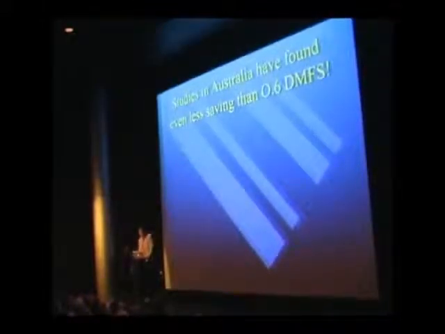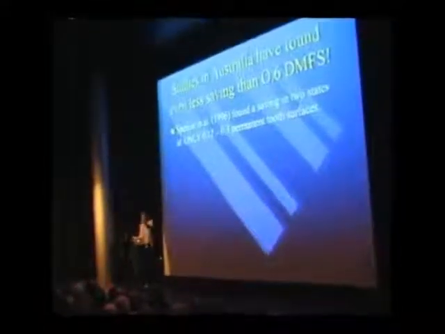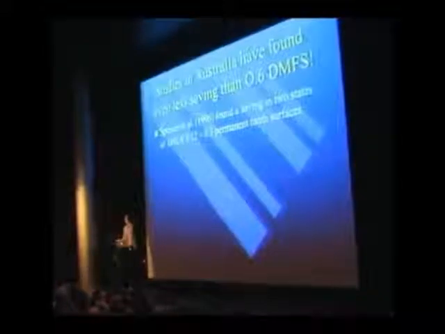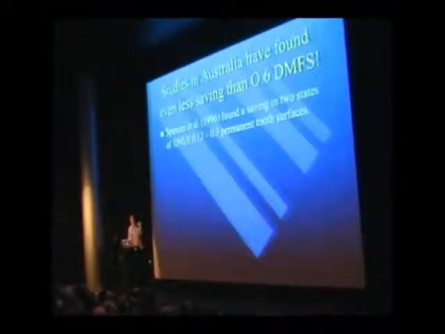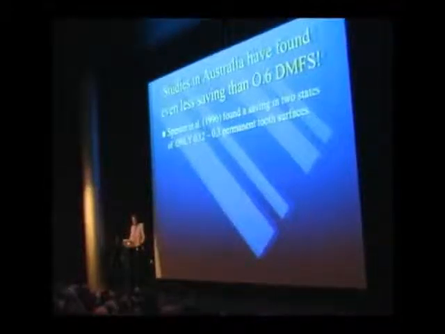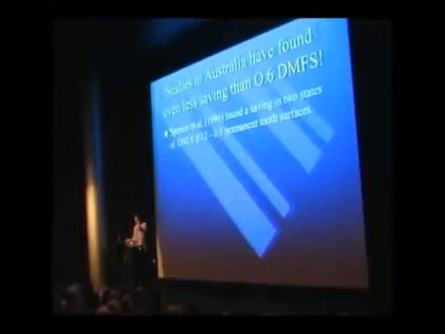Studies in Australia have found even less saving than 0.6. One study done in 2 states, Queensland and Western Australia, found a saving of between 0.12 and 0.3 of one permanent tooth surface. So we'd have to have a different statute in Australia.